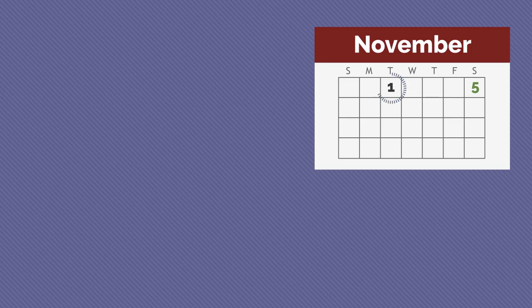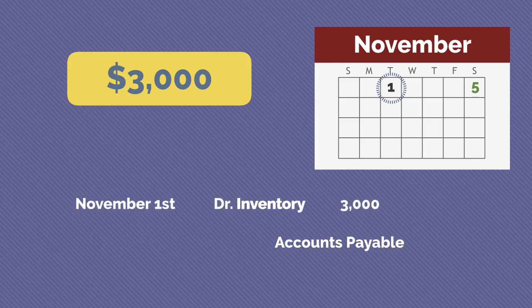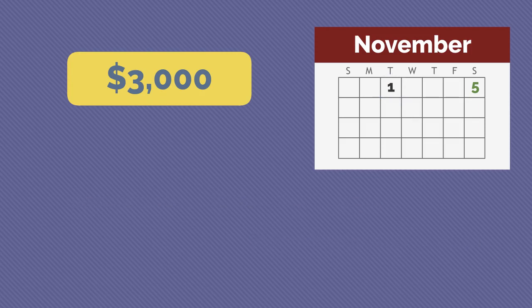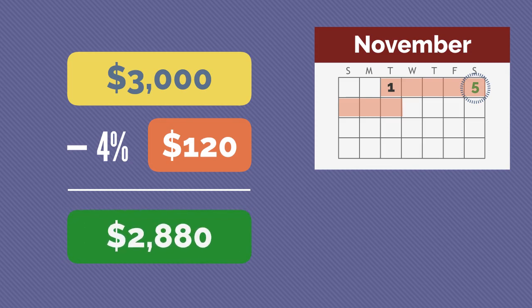Well, on November 1st, he buys the inventory for $3,000 on account, increasing the inventory balance and accounts payable account balances. This will go into the ledger as a debit to the inventory account and credit to the accounts payable account. If Tom pays within 8 days of the invoice date, on November 5th, he gets the discount. 4% of $3,000 is $120, meaning Tom only has to pay $2,880 in cash for the coffee beans.